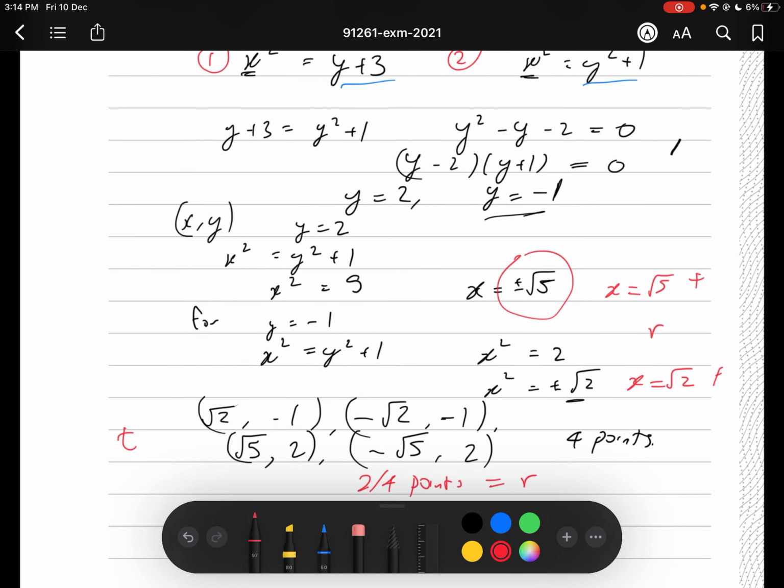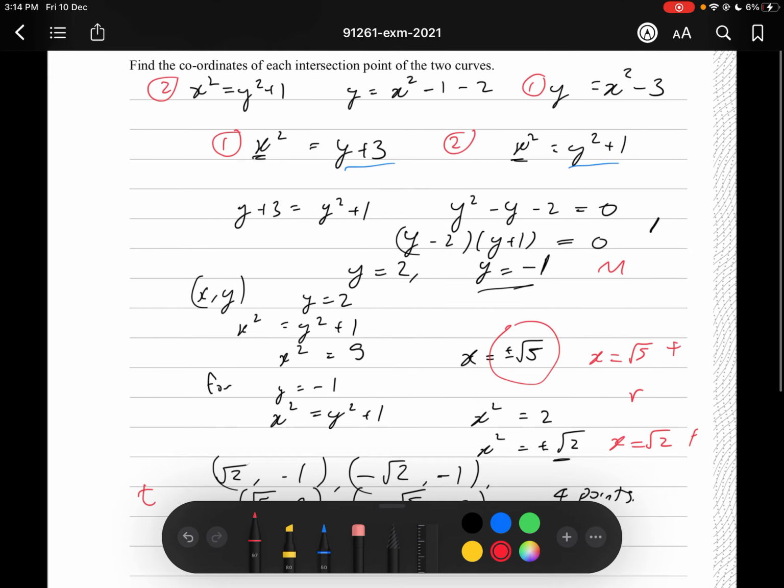And if you want an achieved grade, if you just find y equals 2 and y equals negative 1, I'm pretty sure that should be sufficient evidence for an achieved grade, since that shows evidence of manipulating the expressions, forming a quadratic equation, and finding y equals 2 and y equals negative 1.